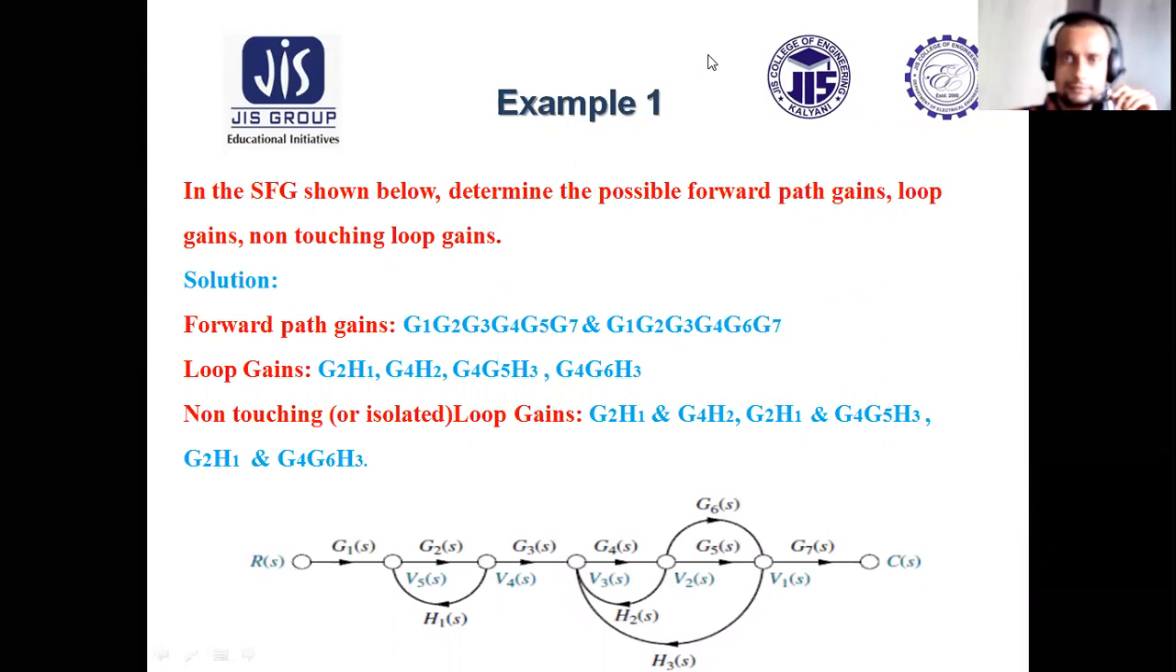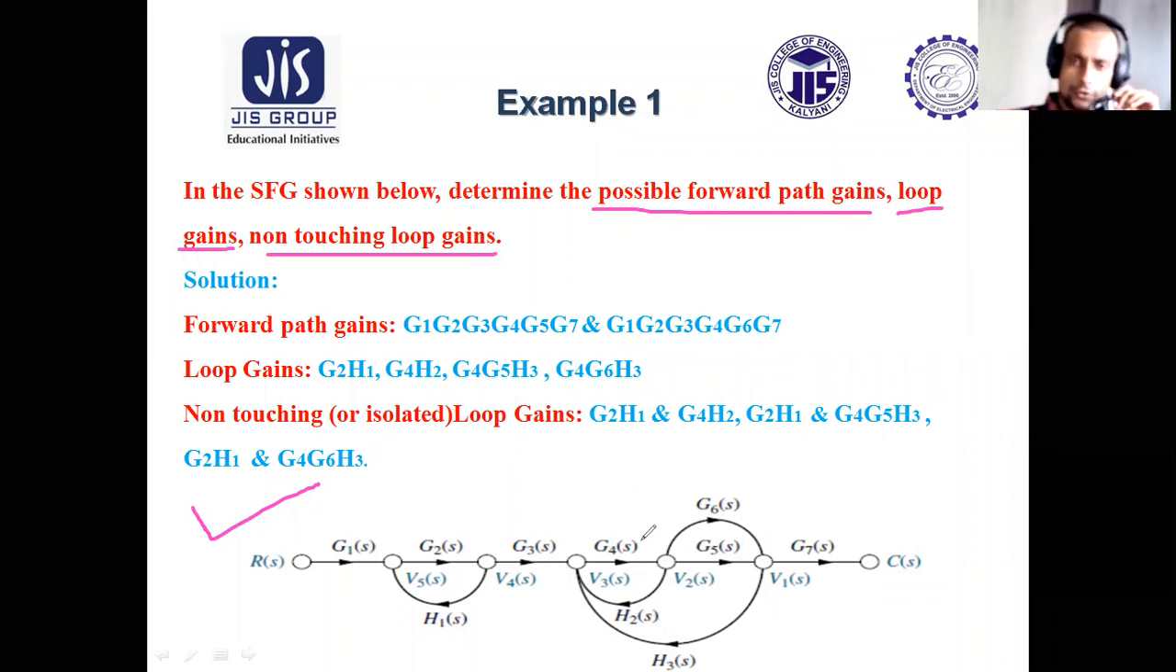Next, let us discuss all these forward path gains, loops, loop gains, touching loops, non-touching loops, with the help of an example. Considering this SFG, determine the possible forward path gains, loop gains, and non-touching loop gains. Let us find these three for this SFG.